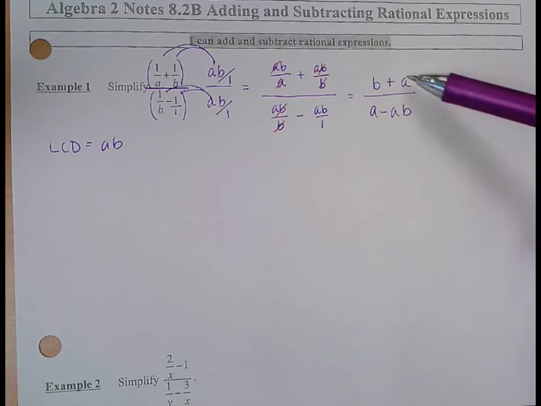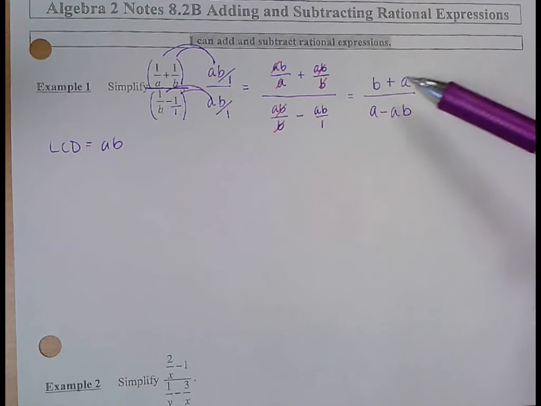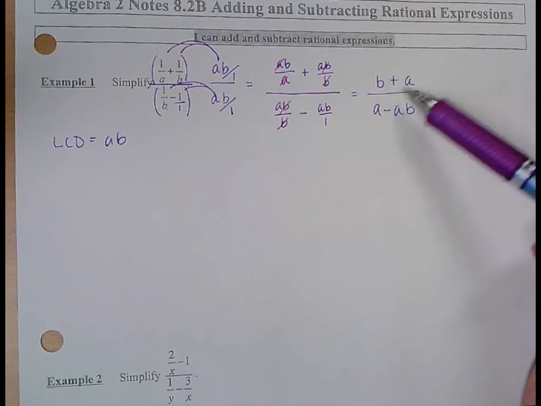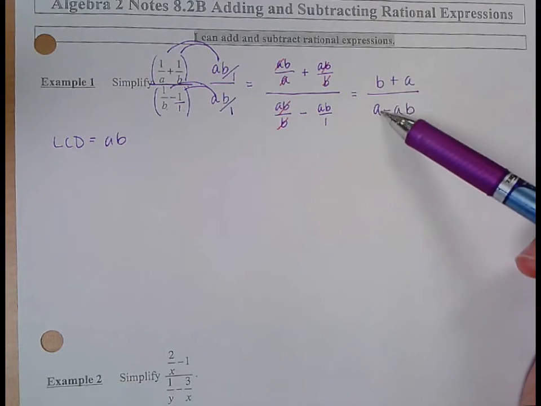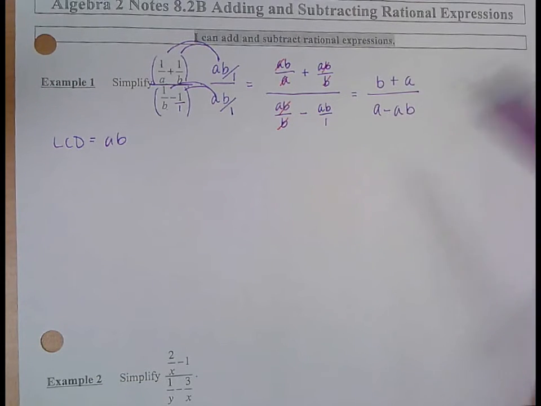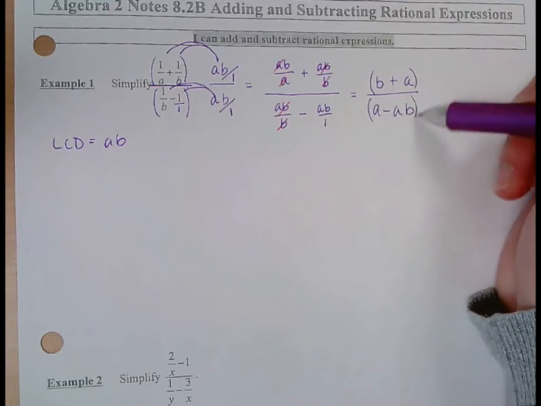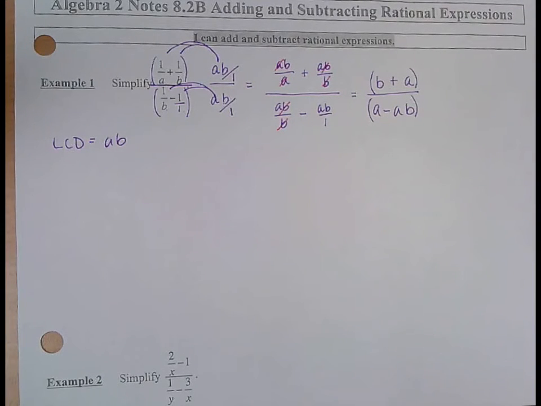So then once you get to here, like I just said, don't keep canceling unless you can cancel common factors. So again, these a's are not factors, they are terms. This a is being added to b. This a is also being added to a negative ab here, so they're not factors. If it helps, you can put parentheses around it so you know that you shouldn't cancel anything within those parentheses.